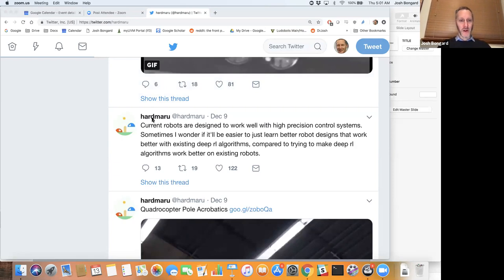This is from Hardmaru or David Ha. He's a very prominent researcher at Google. He is doing some amazing work in deep learning. And he had an interesting tweet a couple weeks ago. And the tweet says, current robots are designed to work well with high precision control systems like deep reinforcement learning. Sometimes I wonder if it'll be easier to just learn better robot designs that work better with existing deep reinforcement learning algorithms compared to trying to make deep reinforcement learning algorithms work better on existing robots.